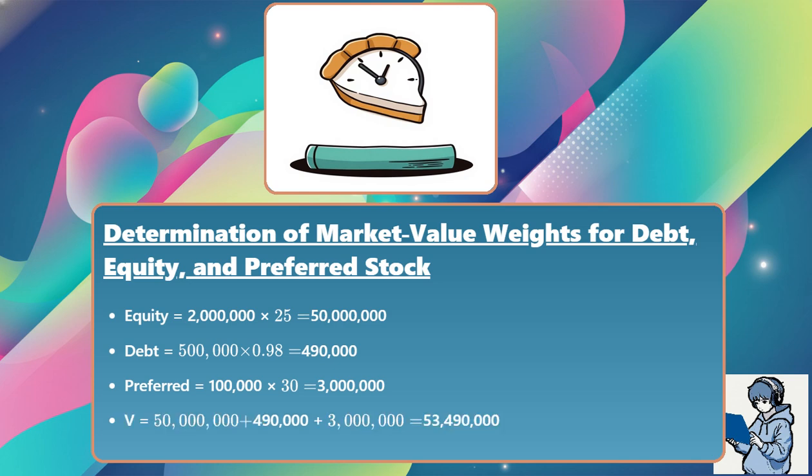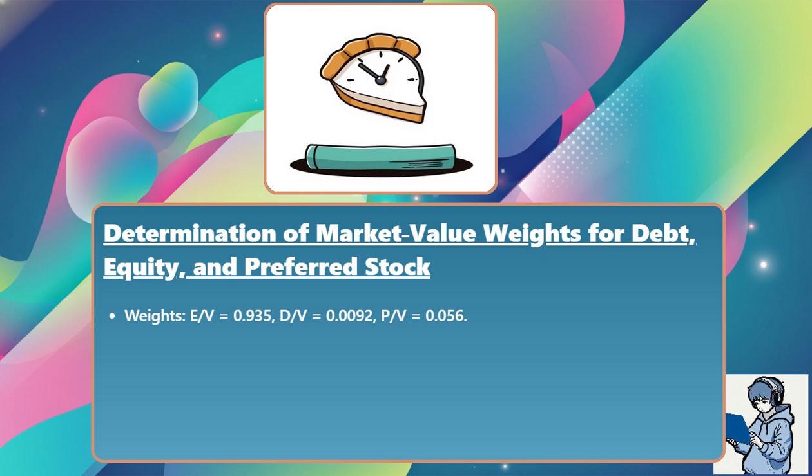V equals $50 million plus $490,000 plus $3 million equals $53,490,000. Weights: E divided by V equals 0.935, D divided by V equals 0.0092, P divided by V equals 0.056. These percentages will be plugged into the WACC formula.